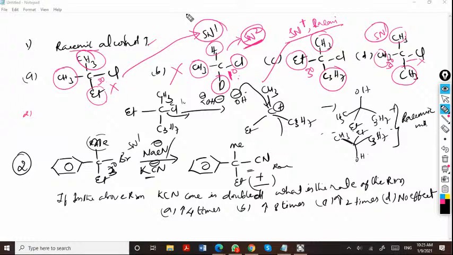So it is undergoing SN1 mechanism. So the rate of the reaction depends on... is it 2 times? So in SN1, rate will depend on what? No effect, yeah. So in SN1, the rate is directly proportional to the starting material, the alkyl halide, but not the nucleophile.